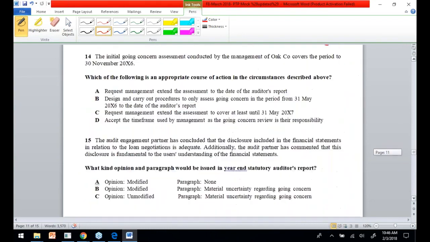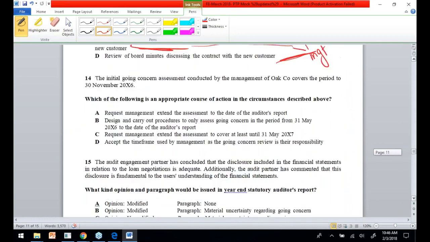The next question is, the initial going concern assessment conducted by management of Oak Company covers the period to 30th November 2006. The year end is May 2006. So from May to November, June, July, August, September, October, November, this is 6 months.